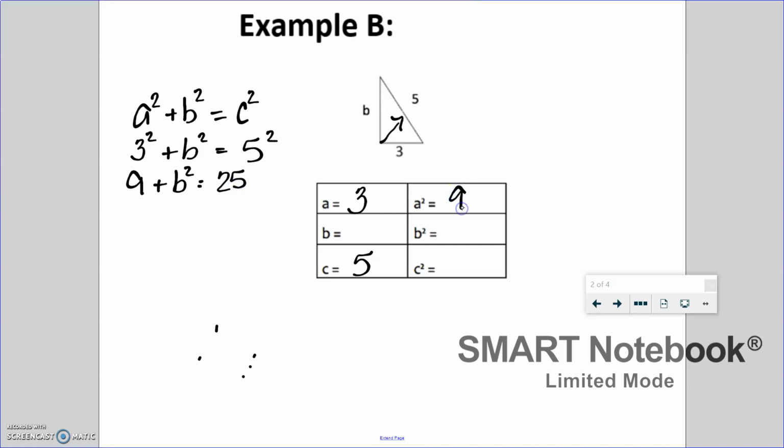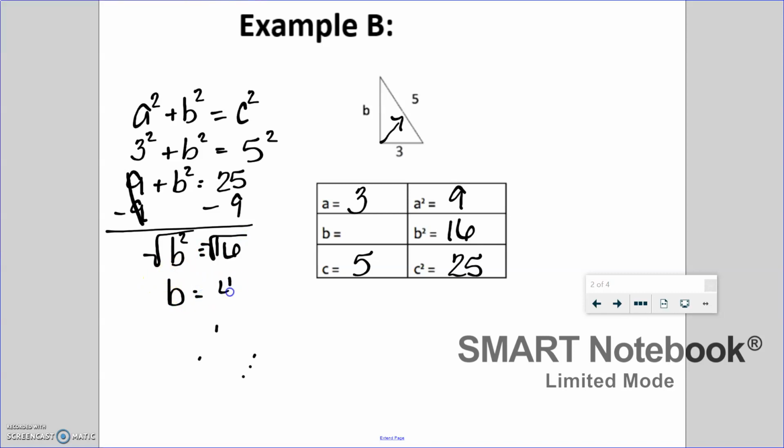So A squared is 9, C squared is 25. I'm going to subtract 9 on both sides because the objective is to get B by itself. So I have B squared equal to 16. B squared is equal to 16. Find the square root. B is equal to 4.